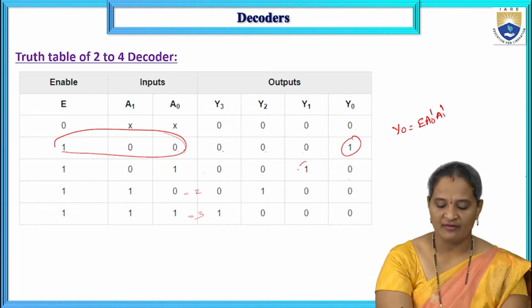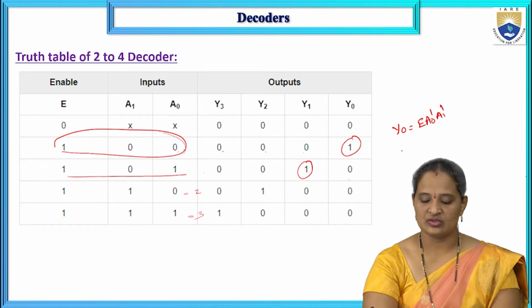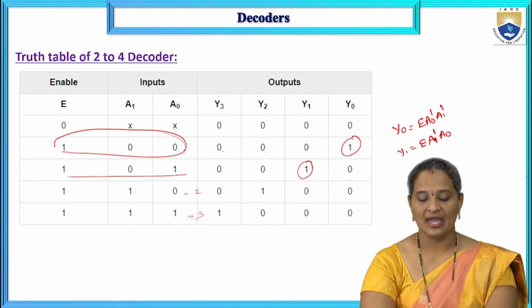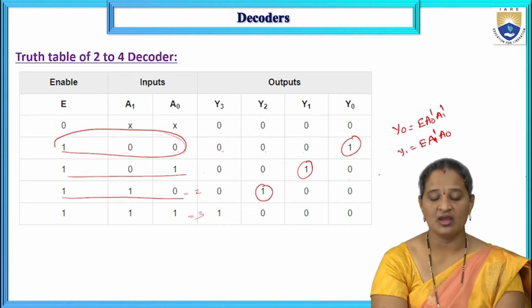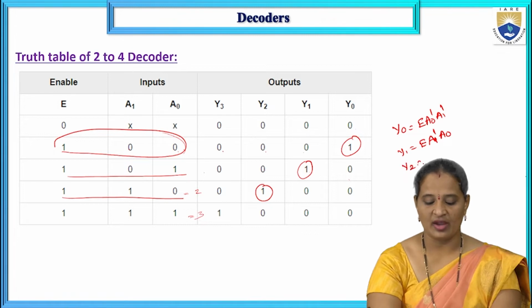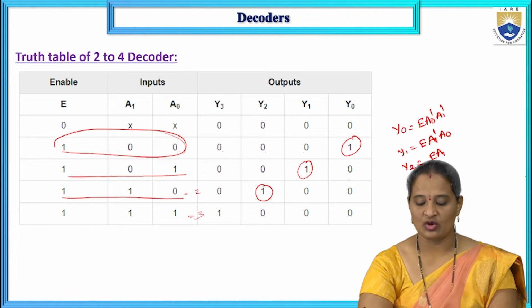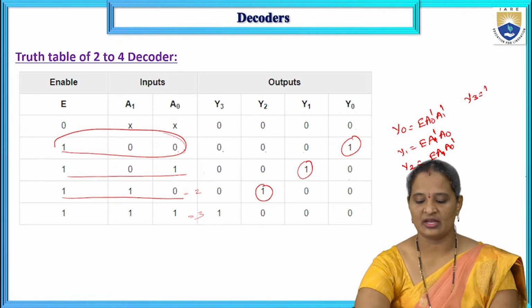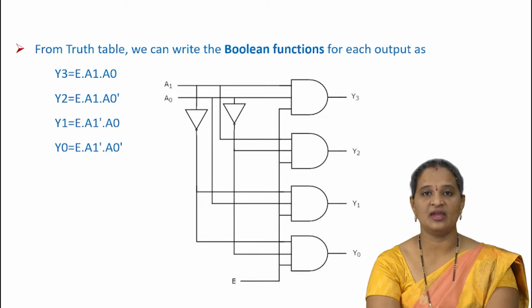And similarly, Y1 is 1 only for one combination. That combination is 1 0 1. So Y1 is equal to E, A1 complement, A0, because A1 is 0 and A0 is 1. And Y2 is 1 for only one combination, which is 1 1 0. So Y2 is equal to E, and A1 is also high, whereas A0 is 0. And similarly, Y3 can be written as E, A1, A0. So these are the logical expressions for all the outputs.